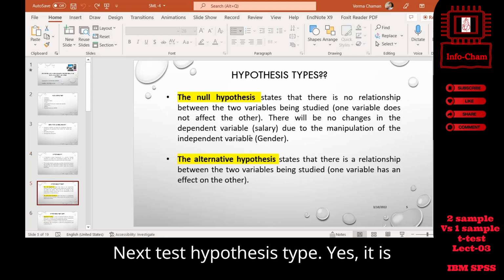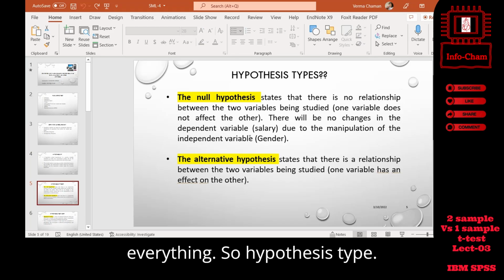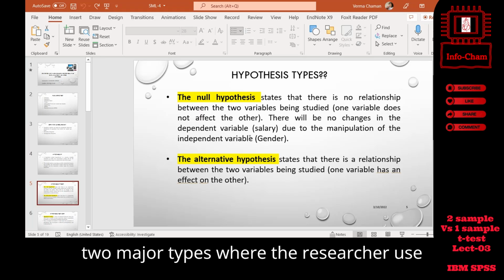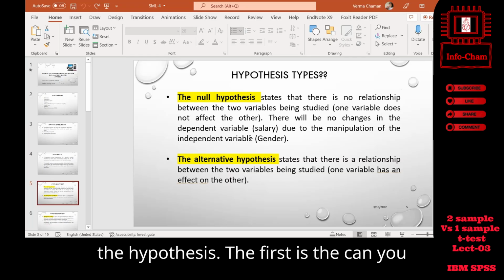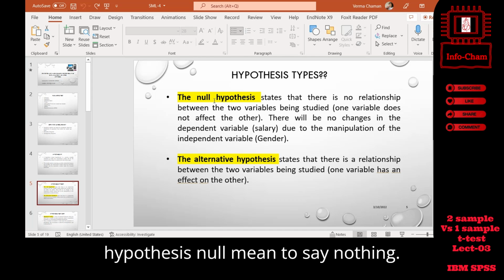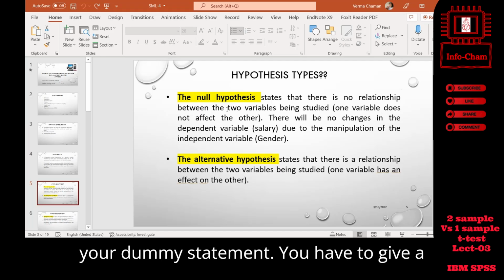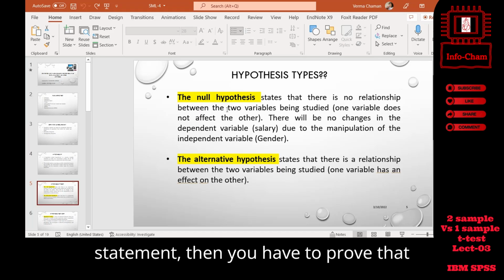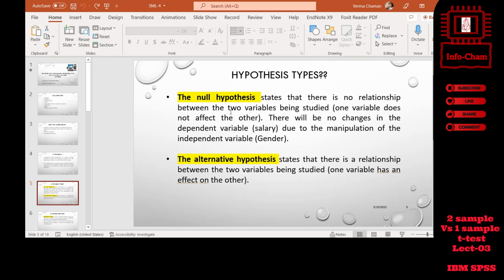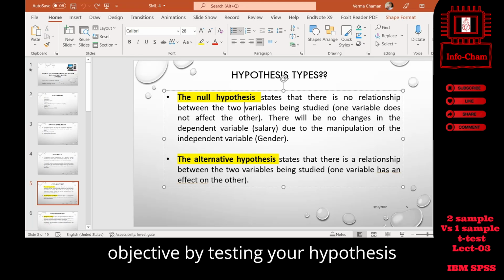Okay, next, test hypothesis type. Yes, it is most important. In the end, I will prove everything. So hypothesis type: in statistics we have only two major types that the researcher uses. The first, can you see I highlighted in blue, is the null hypothesis. Null means nothing. It is just like your assumption. This is your dummy statement. You have to give a statement, then you have to prove it, that's it. If you have proved it successfully, then it can be the perfect objective. You achieved your objective by testing your hypothesis statement.